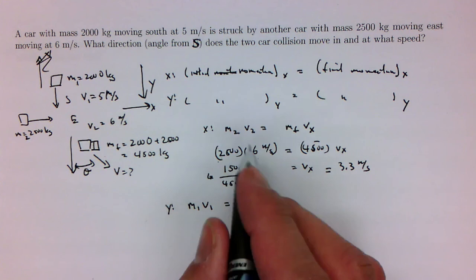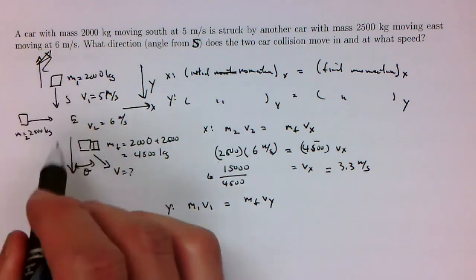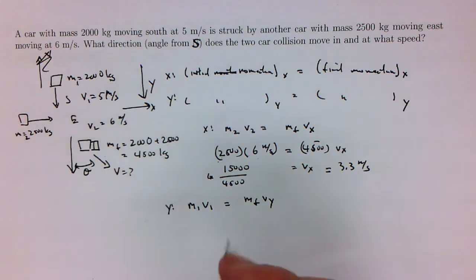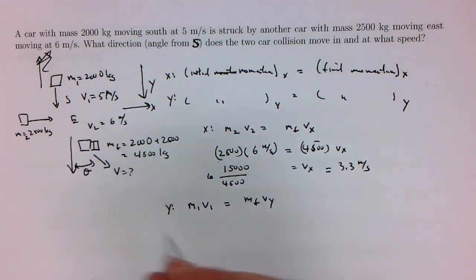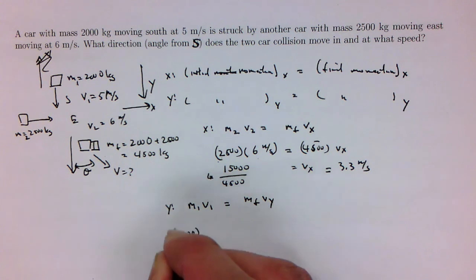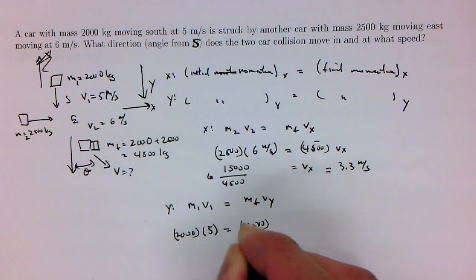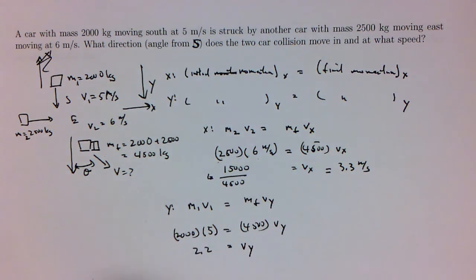Okay, there's no m2 again for the same reason. m2 is moving along the x-axis, and what we're curious about is stuff that's moving along in the y direction. So if it's moving along the x-axis, there is no y component in this case. So m1 is now going to be 2,000, v1 is 5, and that's going to be the 4,500, which is the final state, times Vy. And if you actually figure this out, this happens to be about 2.2 meters per second, which is equal to Vy. All right, so now we are done.